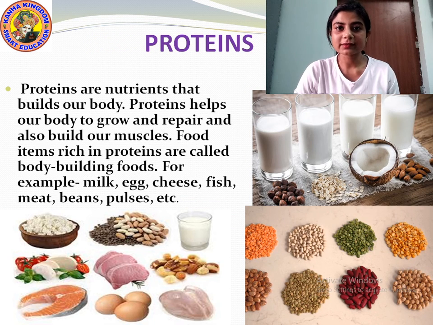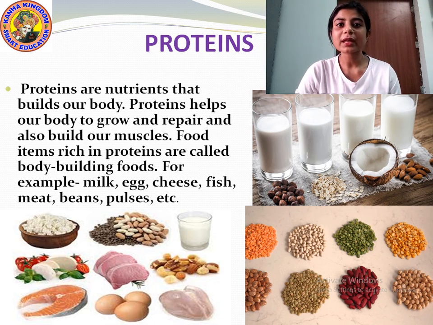Then come proteins. Protein is another group of food. The food that we eat also contains proteins. Now what are proteins? Proteins are nutrients that help to build our body. Protein helps in building up our body and in the growth of the body. Proteins help in the growth and repair of our body, and they also help in building muscles in our body. Proteins are also known as bodybuilding food.